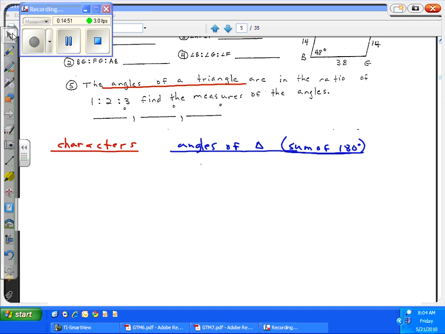which means that first angle plus second angle plus third angle is equal to 180 degrees. Three angles have the sum of 180. So we would put angles of triangle on our word sentence line, and we would drop down below it and write the equation: first angle plus second angle plus third angle equal 180. And the characters of the story then would be the missing pieces of my equation that I left there, which would be the three angles of the triangle. And we'll call them angle sub 1, angle sub 2, and angle sub 3.